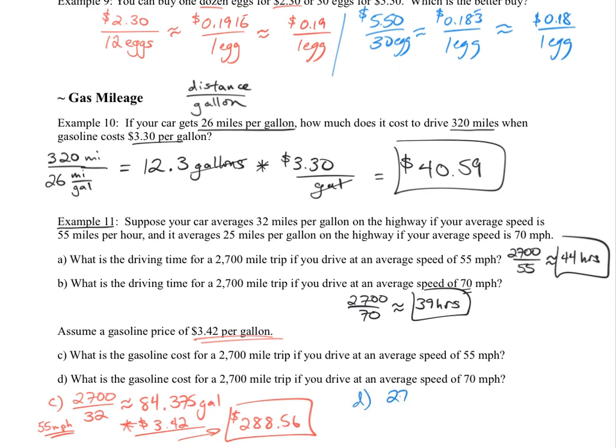So for part D, if you run through the same process, this time we divide 2,700 by 25, because up here you get 25 miles per gallon if you travel 70 miles per hour. And that leaves you with exactly 108 gallons. And again, if you multiply that by the $3.42 per gallon, all of the units end up working out just fine so that we are left with dollars, and it costs $369.36, again rounded accordingly.